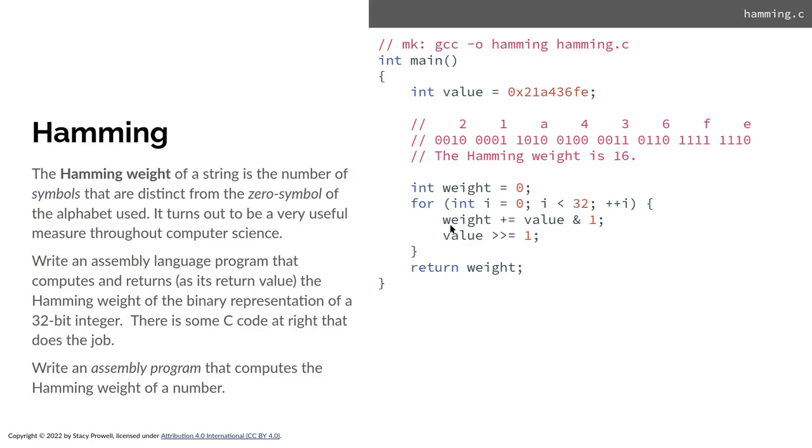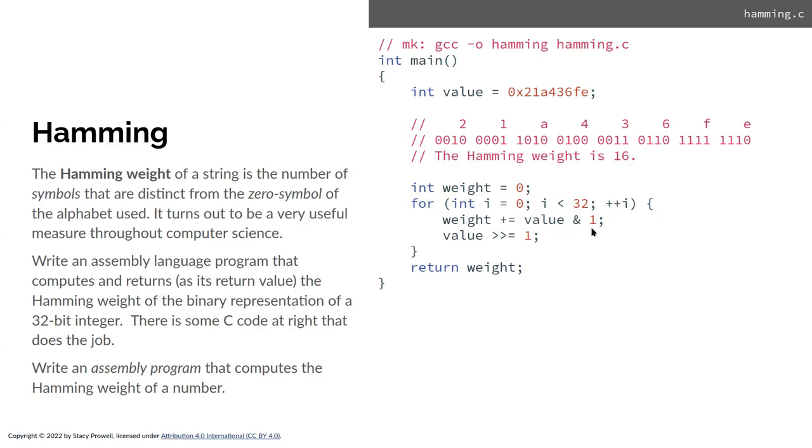And so I add to the weight whether the next bit is a zero or a one. And the way I do that is I take the value, whatever it is right now. So initially it's this. And I bitwise AND it with a one. So that masks off this low bit here. In this case, I would get zero because zero AND one is zero. And then I shift it, right? This is a bit shift operation in C. This is value gets value shifted by one place. So that drops off. This is now the low bit.